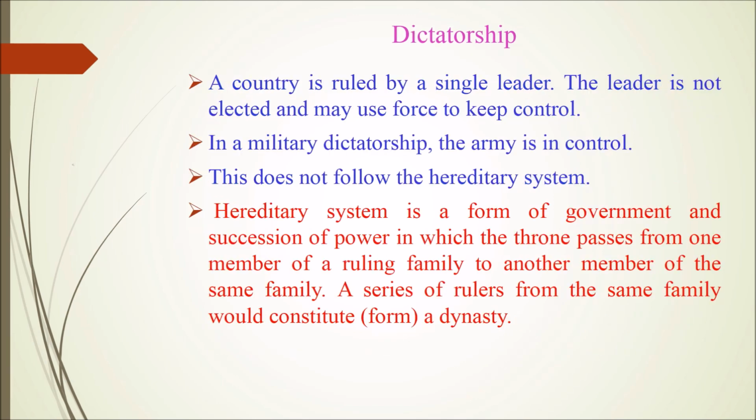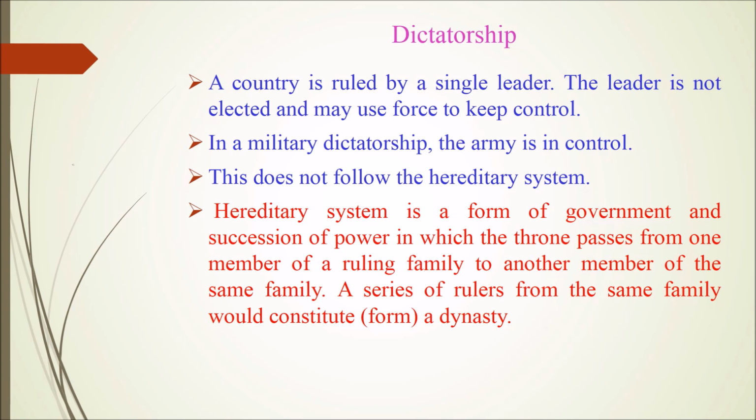So, in dictatorship, a country is ruled by a single leader. The leader is not elected and may use force to keep control. In a military dictatorship, the army is in control. This does not follow the hereditary system. So, what is meant by hereditary system? It is a form of government and succession of power in which the throne passes from one member of a ruling family to another member of the same family.